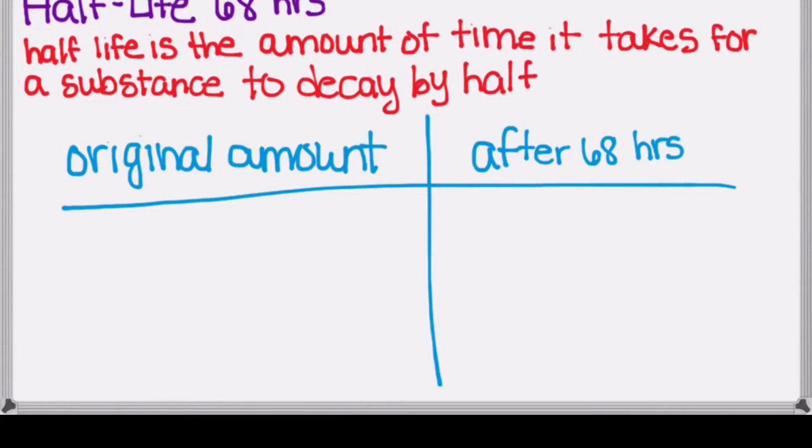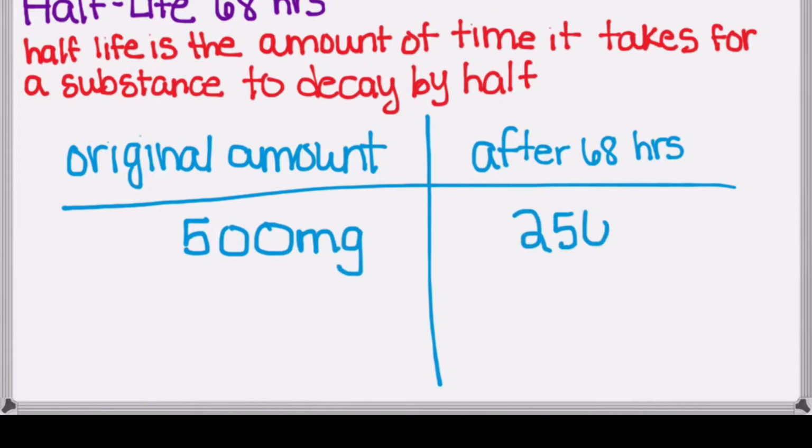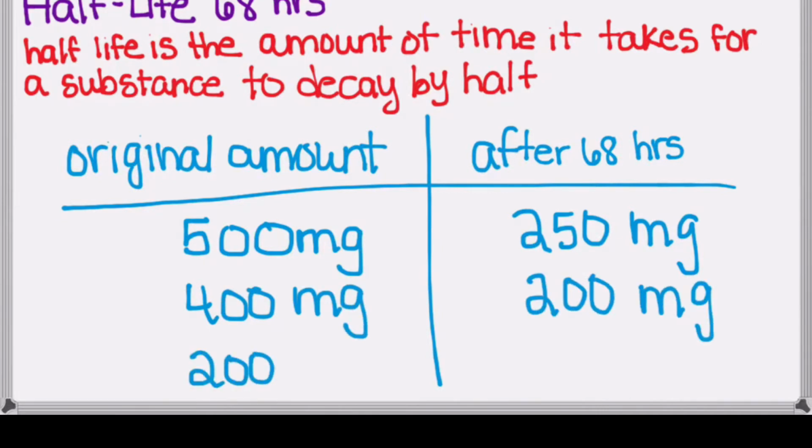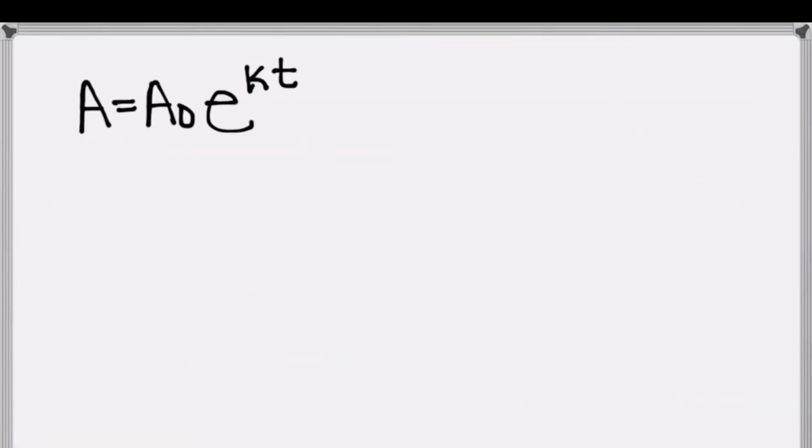If the original amount of medicine administered was 500 milligrams, what that means is after 68 hours, there'll still be 250 milligrams remaining in the bloodstream. If the original amount administered was 400 milligrams, then after 68 hours there would be 200 remaining in the bloodstream. And finally, if you look at 200 milligrams, that means after 68 hours there would be 100 left in the bloodstream. Now let's look at the exponential model.